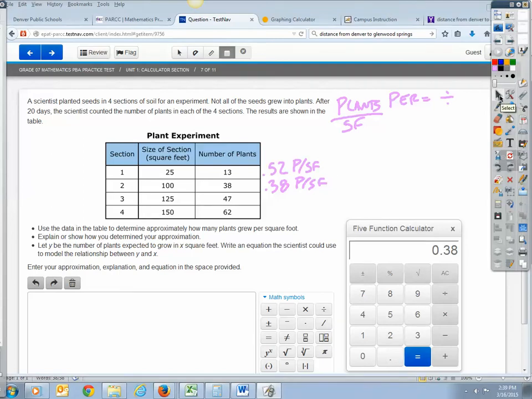So then we had 47 divided by 125 square feet. Hopefully the test works better than this. That's 0.376.